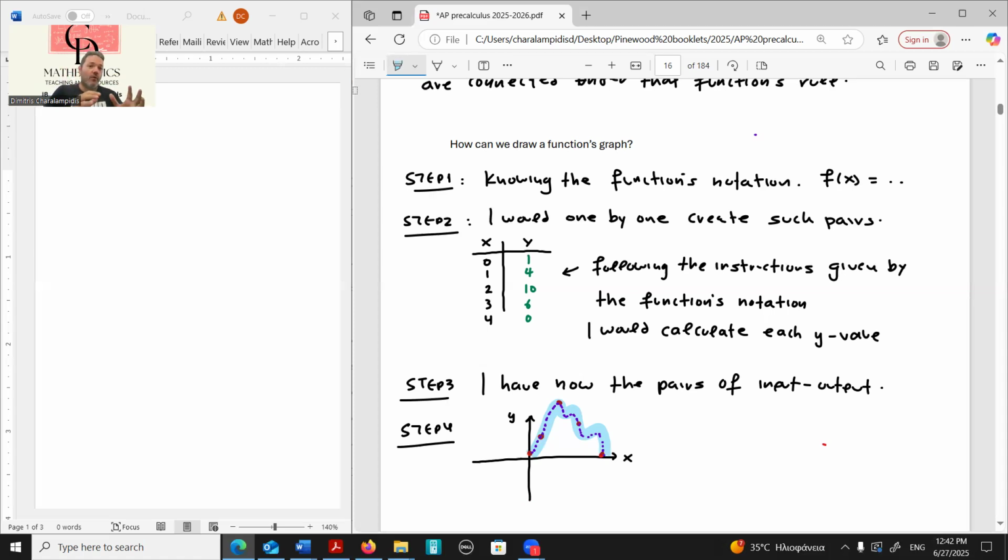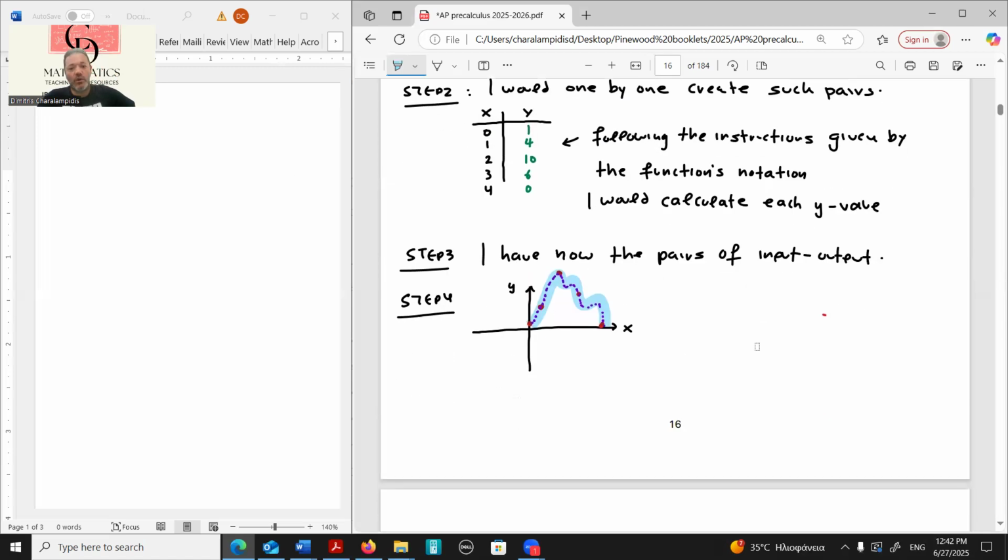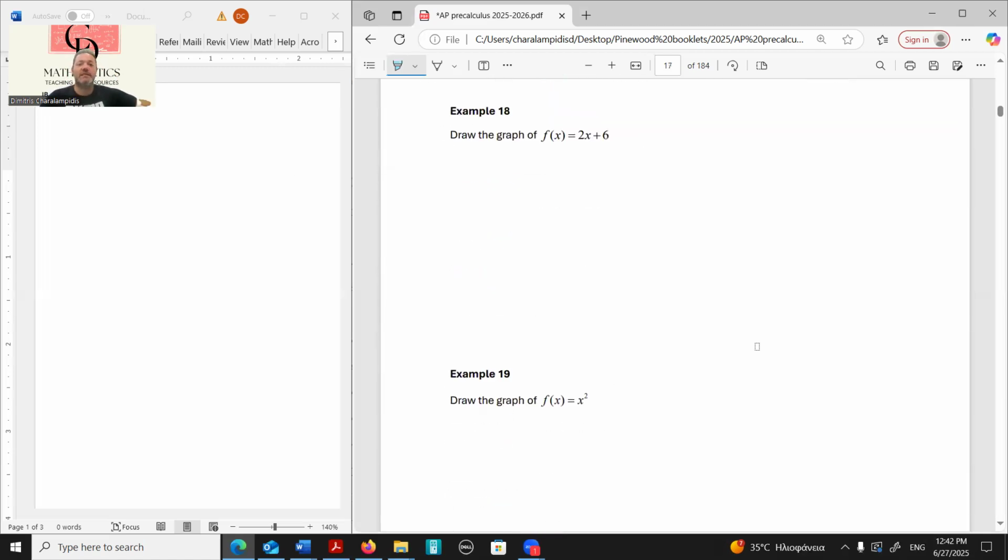So we will need to know those by heart, but in general, this will enhance understanding, we need to understand how a graph is actually formed. And these are the easy steps. We need to have the instructions, we need to start creating these pairs, and once we have them, we just plot them one next to the other. We will work together on such examples.